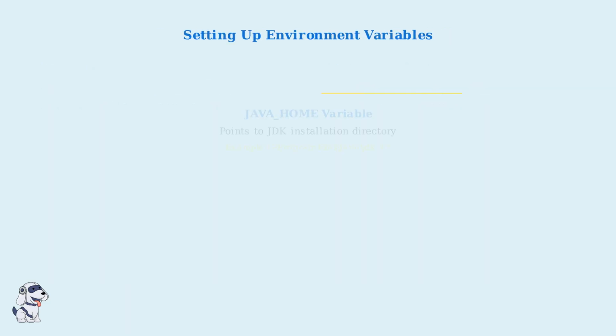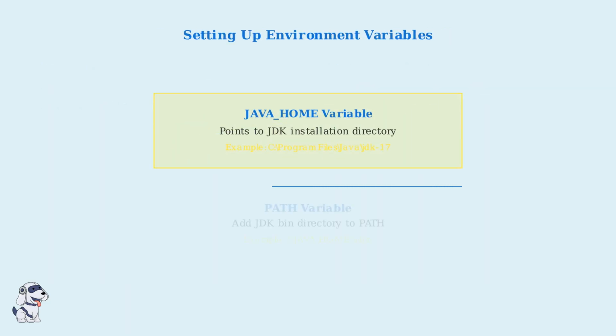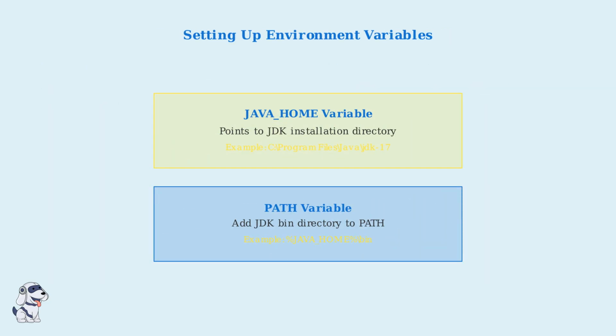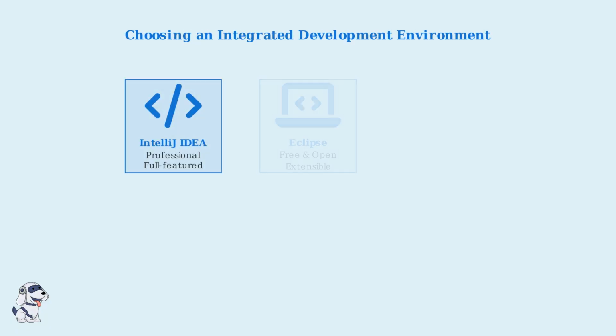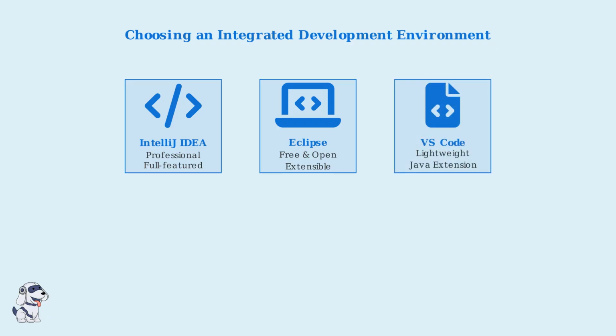After installing the JDK, you need to set up environment variables. JAVA_HOME should point to your JDK installation directory, and you should add the JDK's bin directory to your system's PATH variable. For Java development, you'll want an integrated development environment, or IDE. Popular choices include IntelliJ IDEA for professional development, Eclipse as a free and extensible option, or VS Code with the Java extension for a lightweight solution.